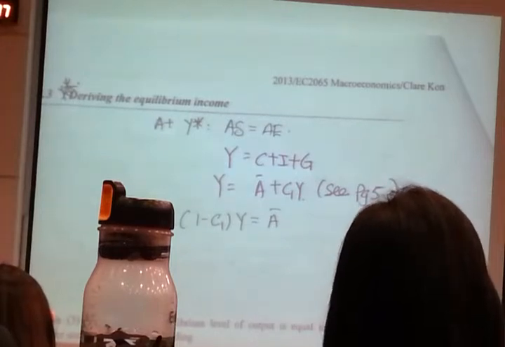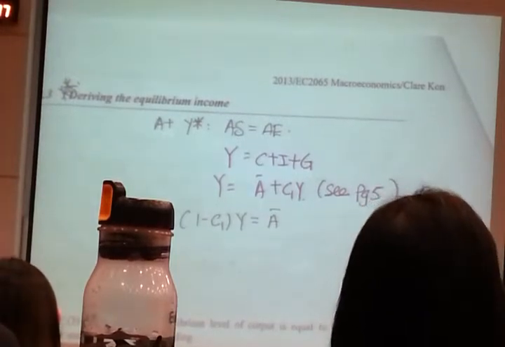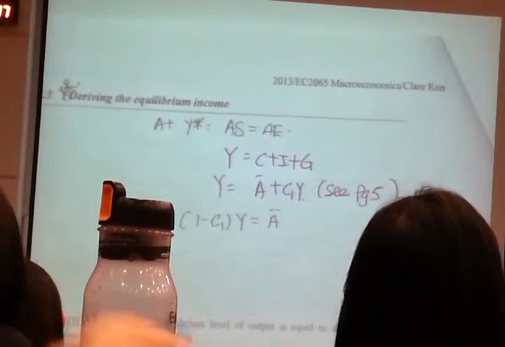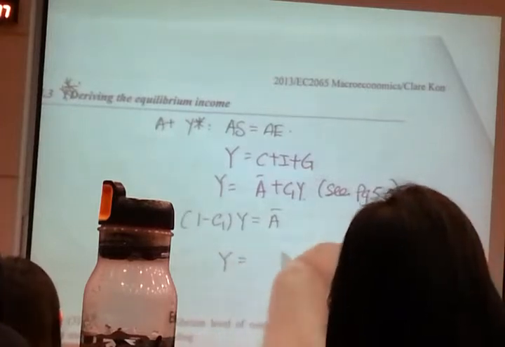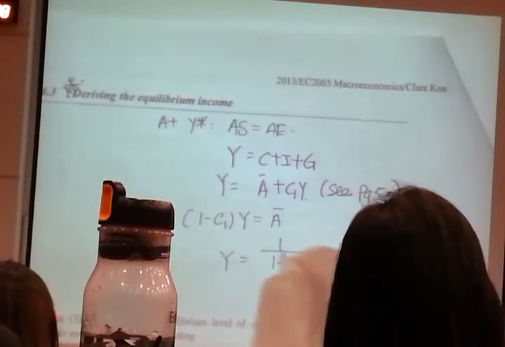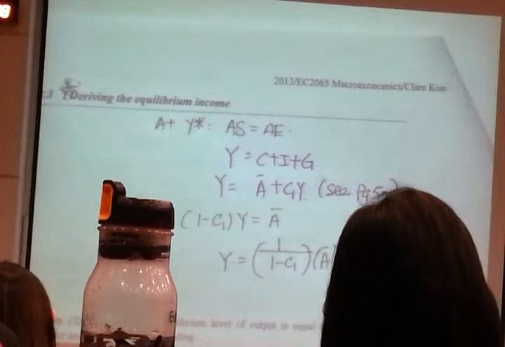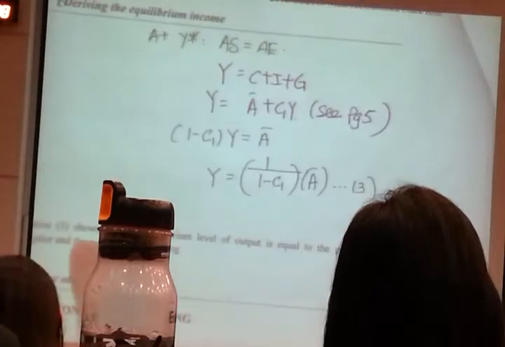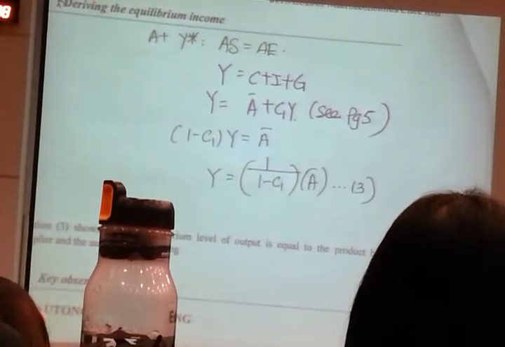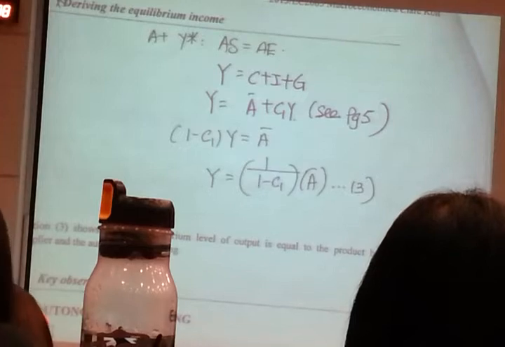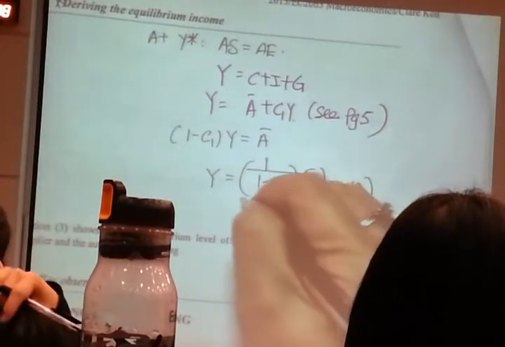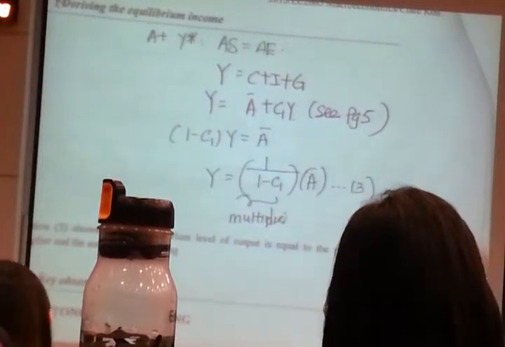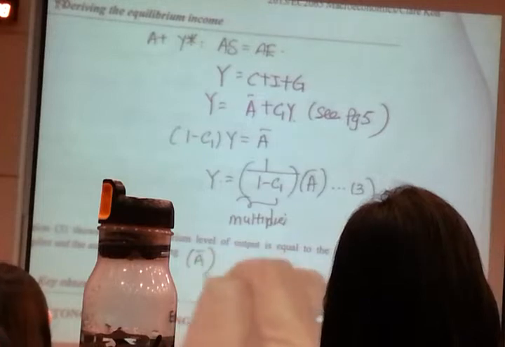So we are not interested just in AE. We are interested to find income because we want to know how income changes. So in this case you can see income is 1 over 1 minus C1 times A bar. This is equation 3. Based on the definition, what is equilibrium income? It's not just two lines intersect. Very specifically, it is known as the multiplier multiplied by autonomous spending A bar.